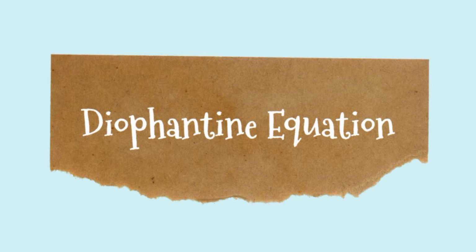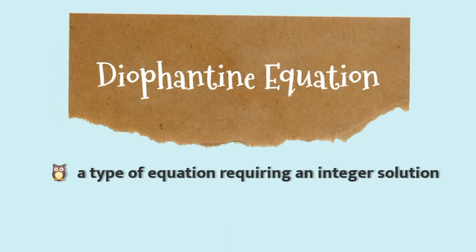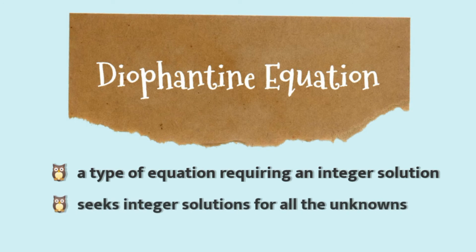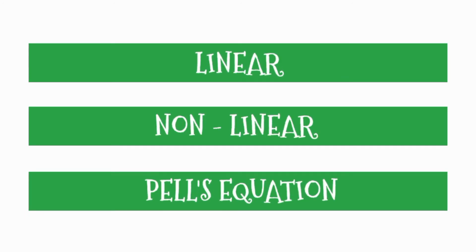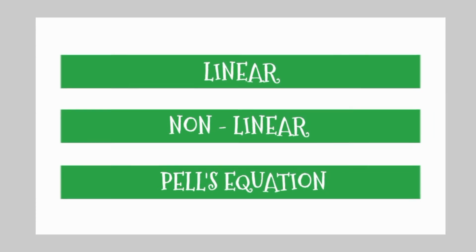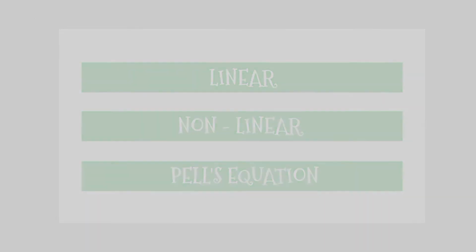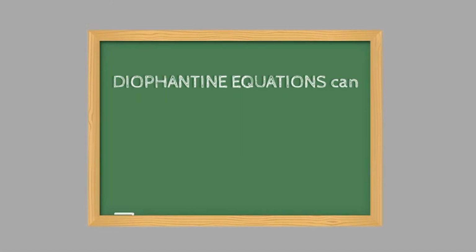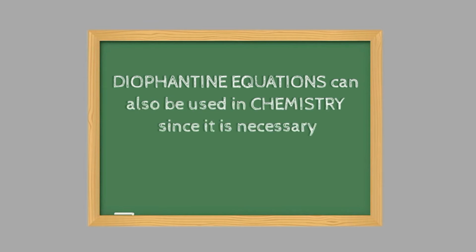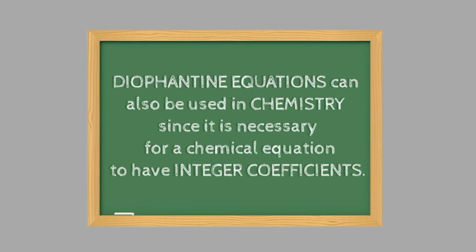His Diophantine equation is a type of equation requiring an integer solution. Its goal is to seek integer solutions for all the unknowns from the equation. Some types of Diophantine equations are linear, nonlinear, and a special type which is Pell's equation. It forms the central part of number theory, and this means that Diophantine equations can also be used in chemistry since it is necessary for a chemical equation to have integer coefficients.